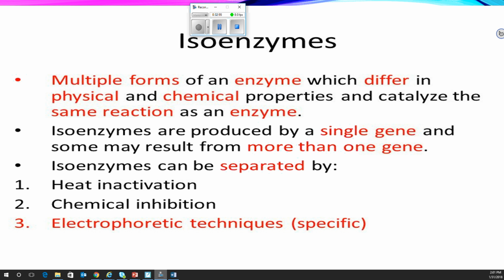So then we get to isoenzymes. I believe this is the last part, or close to the last, which is nice. Isoenzymes are multiple forms, iso, like isomers, of enzymes which differ in physical and chemical properties. They can catalyze the same reaction as an enzyme. Isoenzymes are produced by a single gene, and some may result from more than one gene. Isoenzymes can be separated by heat inactivation, chemical inactivation, or electrophoretic techniques. So we can separate them according to whether they are positive or negative.